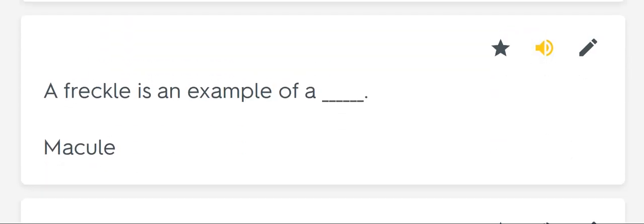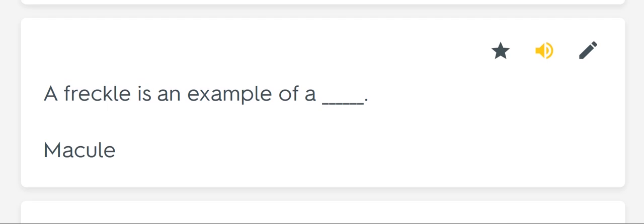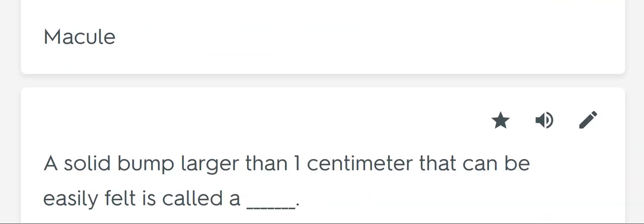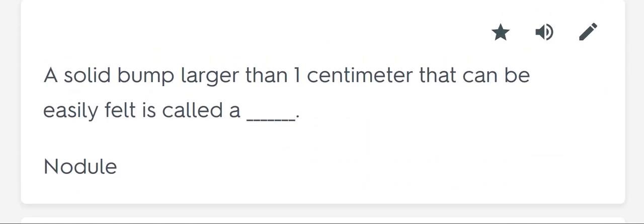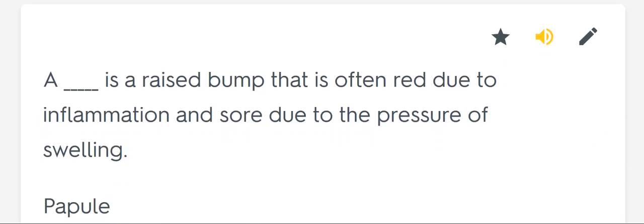A freckle is an example of a blank. Macule. A solid bump larger than 1 centimeter that can be easily felt is called a blank. Nodule. A blank is a raised bump that is often red due to inflammation and sore due to the pressure of swelling. Papule.